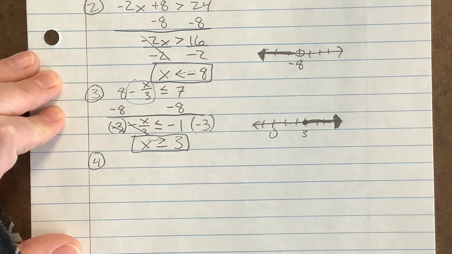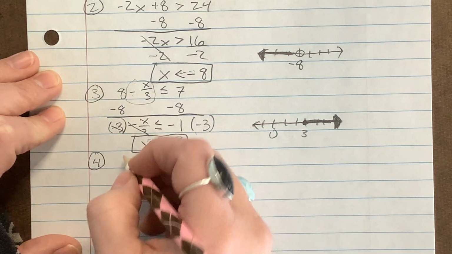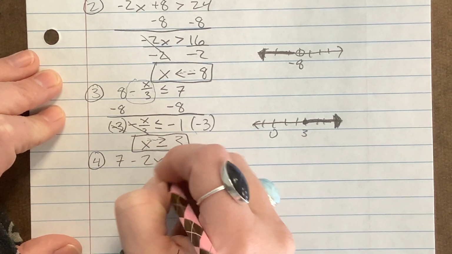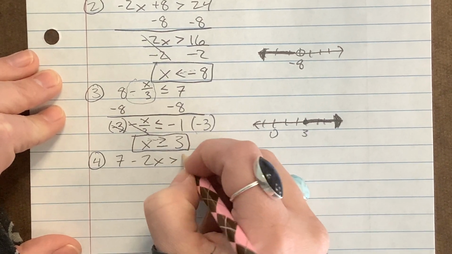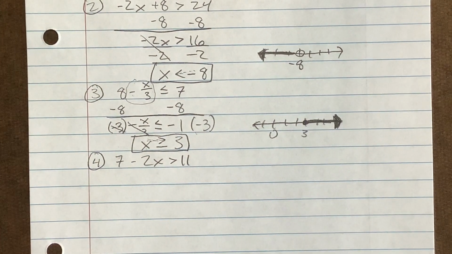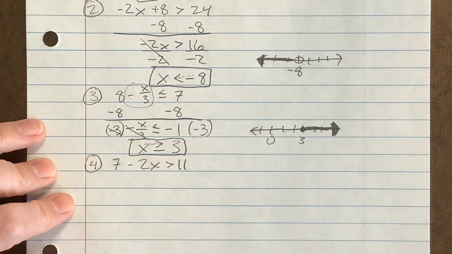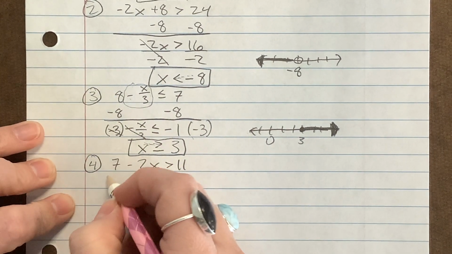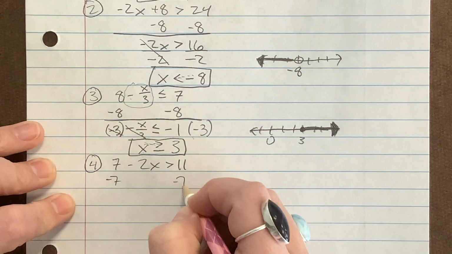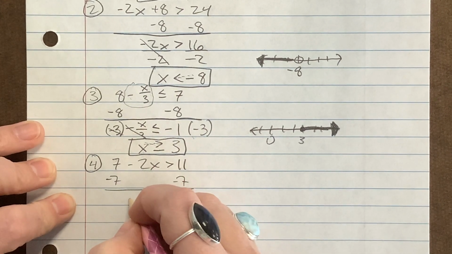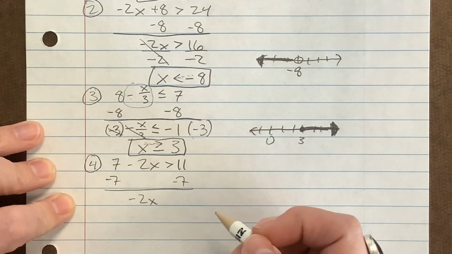All right, 7 minus 2x is greater than 11. This one is fairly similar to the one before. It's just we don't have a fraction. So we're going to subtract the 7 first. And we get -2x. Again, don't lose your negative.